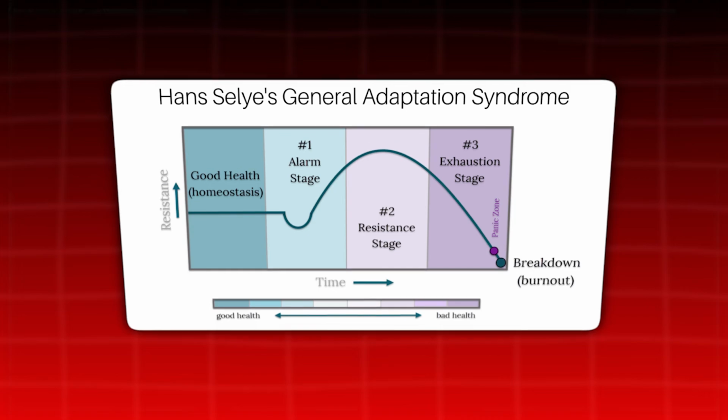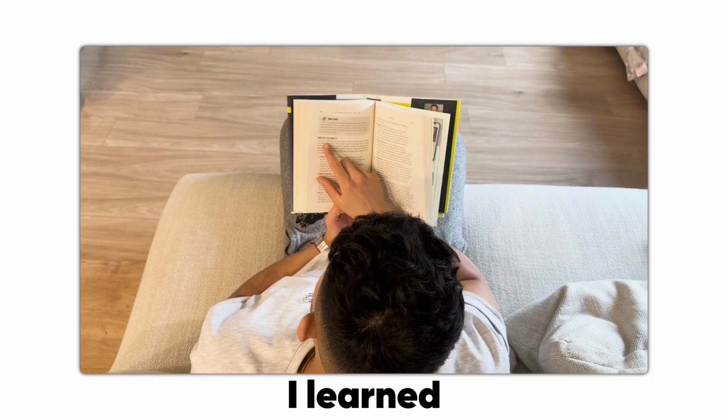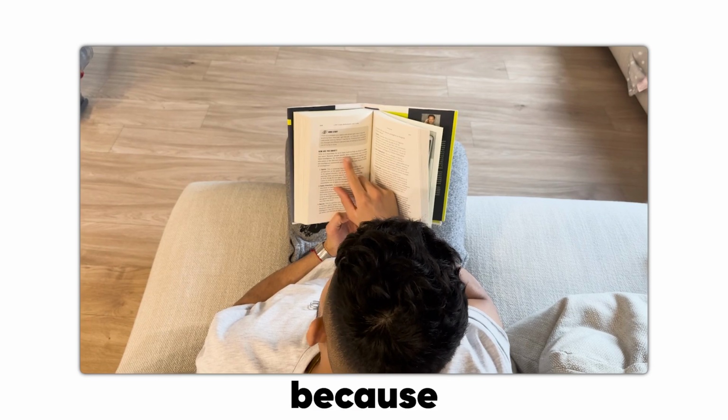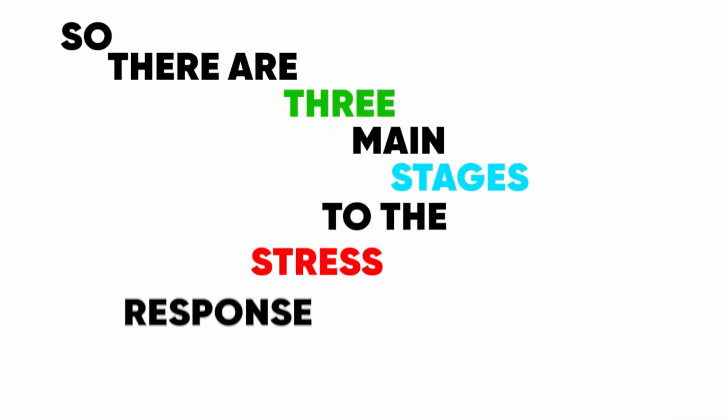So the model that I'm going to be going over is the Selye's model of stress response. I learned about this model when I was actually studying for the MCAT, and it really resonated with me because it shows you how powerful stress is in terms of being detrimental to your body. So there are three main stages to this stress response in this model, and I'm going to be going over each of them with an example so that it actually resonates with you as well.